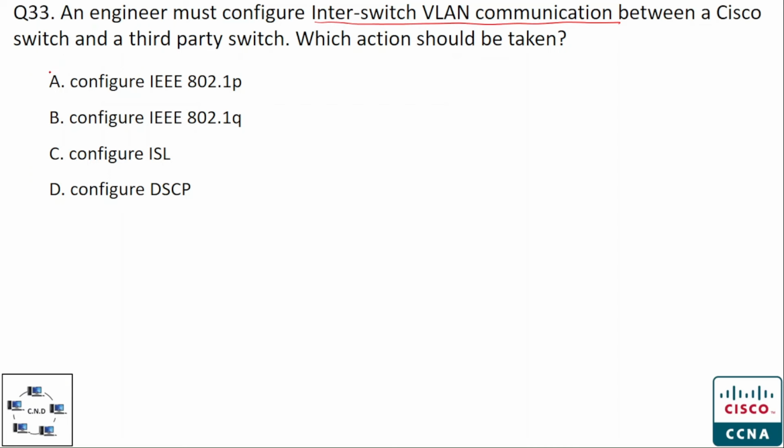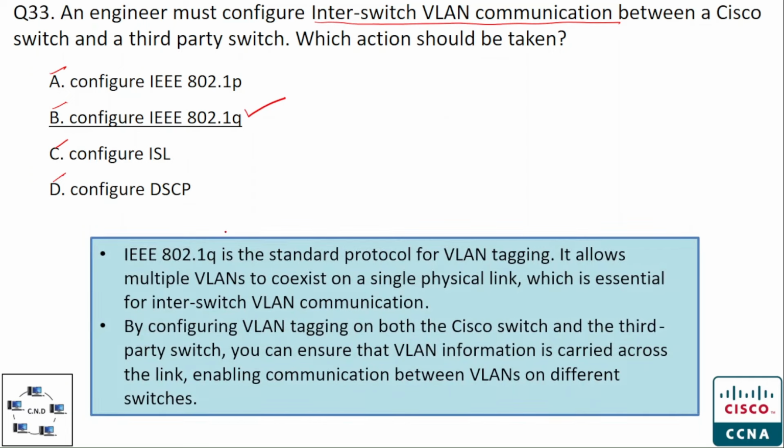And the options are option A, configure IEEE 802.1p. Option B, configure IEEE 802.1q. Option C, configure ISL. And option D, configure DSCP. And the correct option is option B, configure IEEE 802.1q.